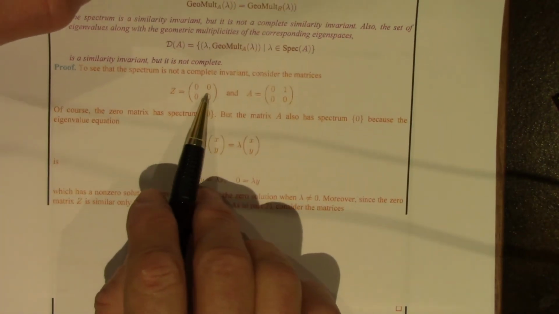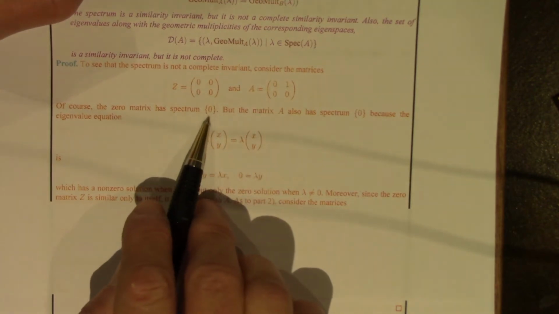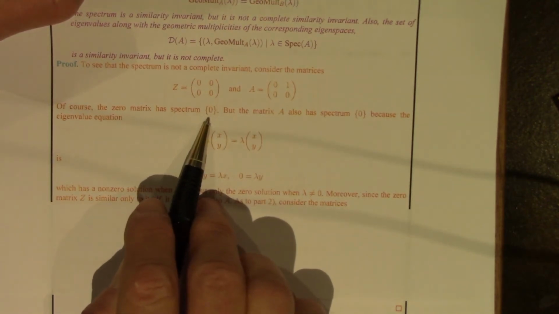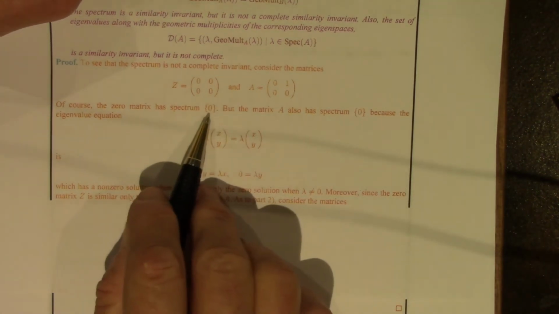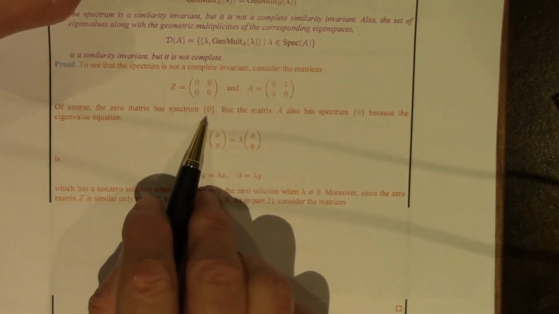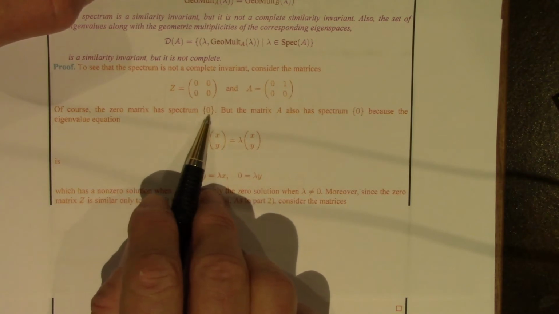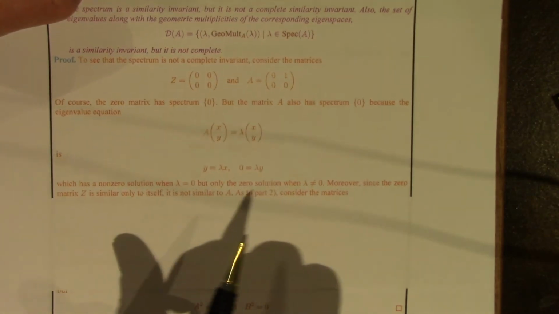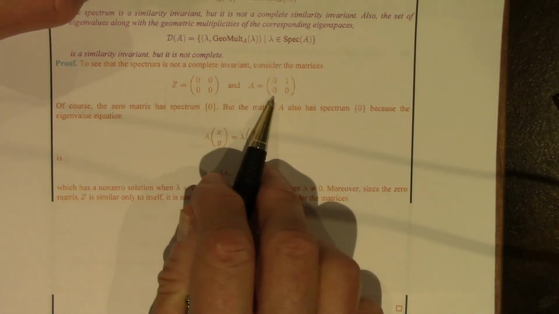So these two matrices have the same spectrum, almost a trivial spectrum, though I shouldn't say trivial really, because there are matrices that have no eigenvalues at all. So this is just the zero set. But these matrices are not similar, and I'll let you ponder that.